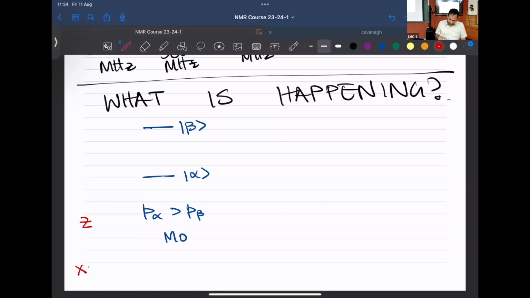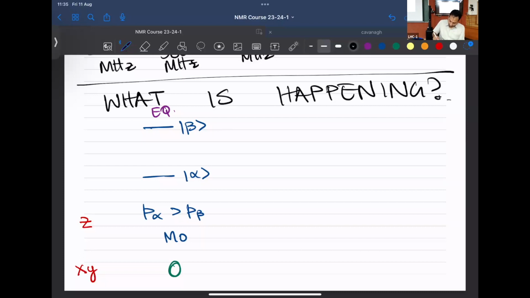And what is the XY component of the magnetization at equilibrium? You might remember the XY components mutually cancel each other and you get nothing at equilibrium. So this is the equilibrium case. I'm going to call it EQ. Magnetization results because there is a population difference.